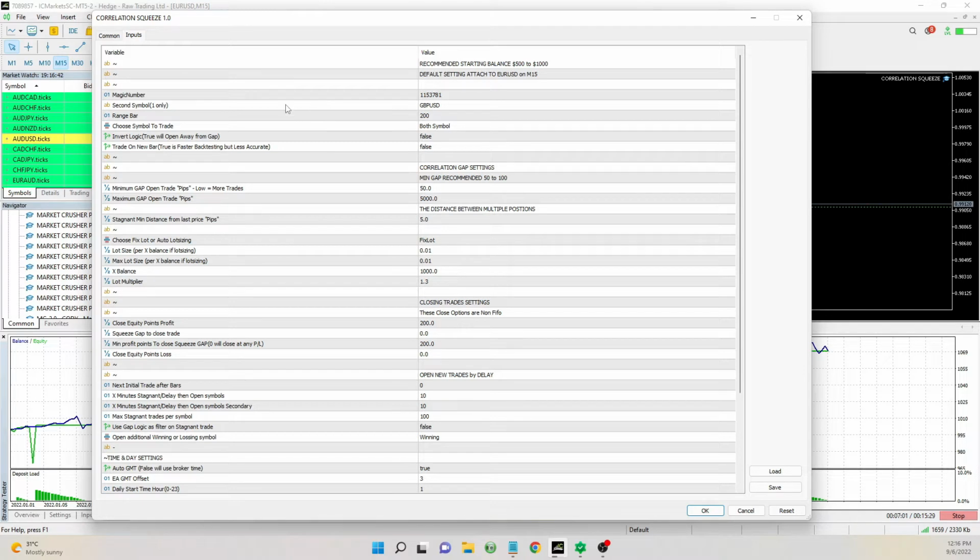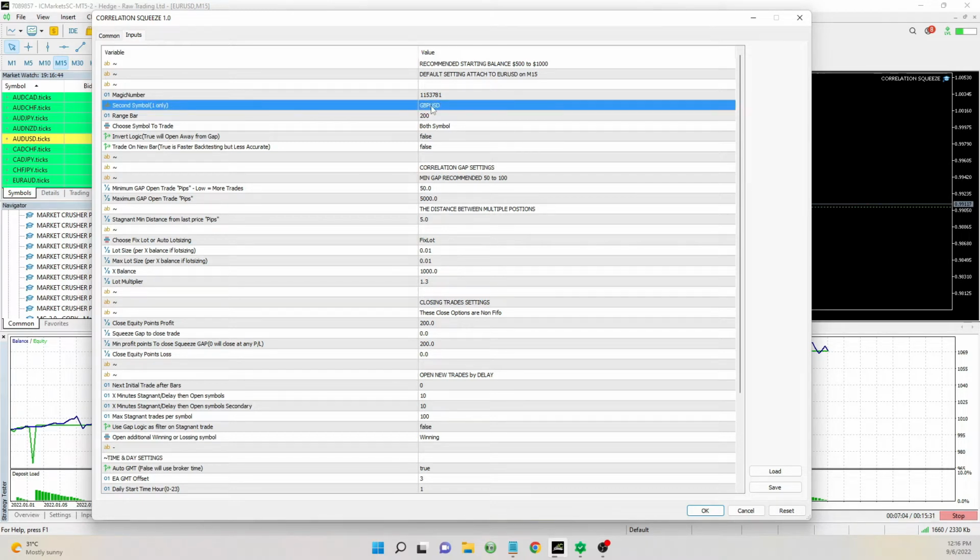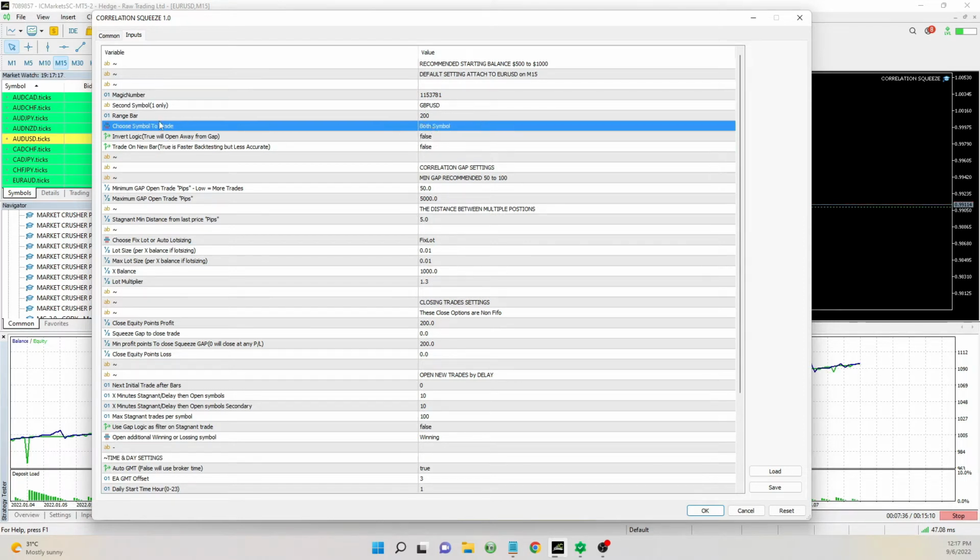Okay, you'll notice that the second symbol, you're going to add one symbol here. You're going to attach the EA to one chart, one symbol on the 15-minute time frame, and you're also going to need to add your suffix here. We don't have an auto suffix on this particular Expert Advisor, so you'll need to put in your suffix if you have one. That's very important. So if you're using a .a or whatever, you're going to need to put that in there.